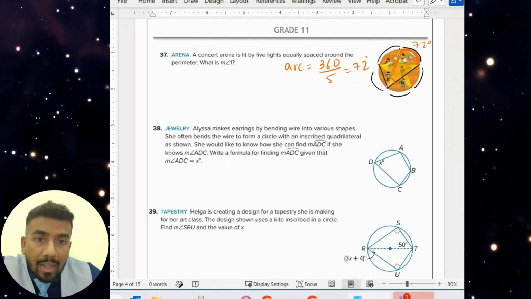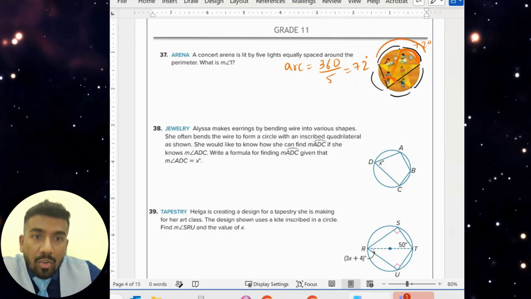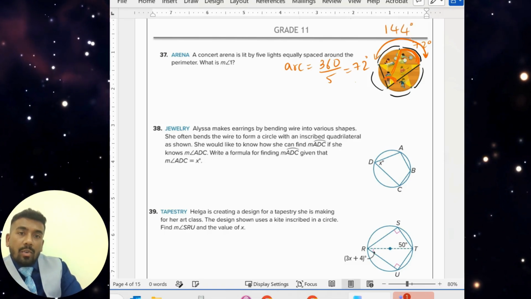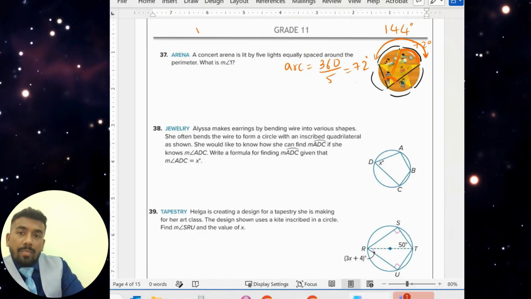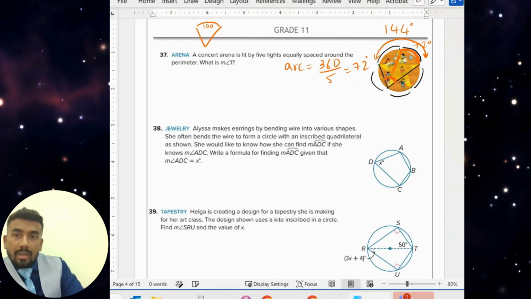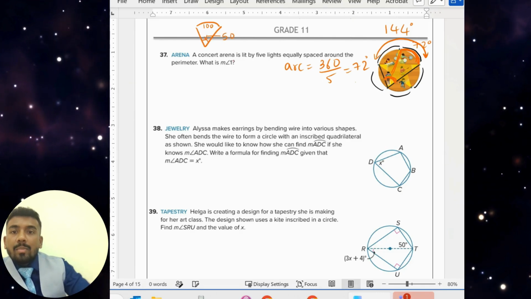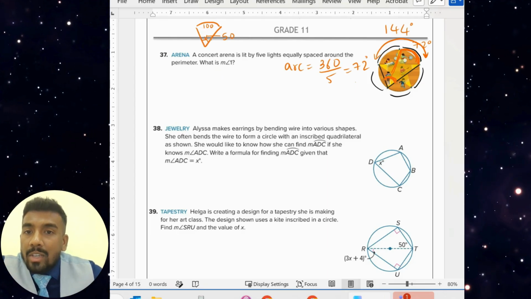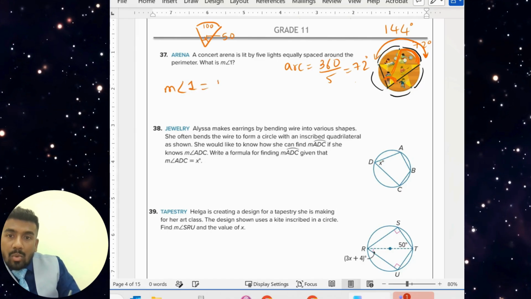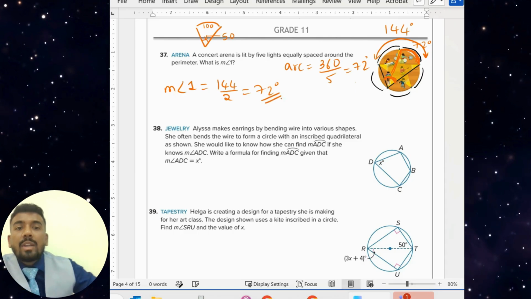But what we want is the measure of angle 1. The measure of angle 1 consists of this entire thing, these two sections. So 72 plus 72 becomes 144. Now you know the rule: if the measure of the arc is 100, the angle will be 50. That's half, and vice versa. So if this arc is 144, the measure of angle 1 will be 144 divided by 2, that's 72 degrees. Understood? So that's how you do it.